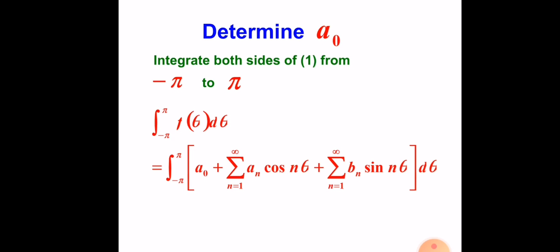Okay, first we need to determine what is a0. a0 was the first Fourier coefficient, and the first Fourier coefficient can be obtained by directly taking the integral of the function or Fourier expansion of the function from minus pi to pi.